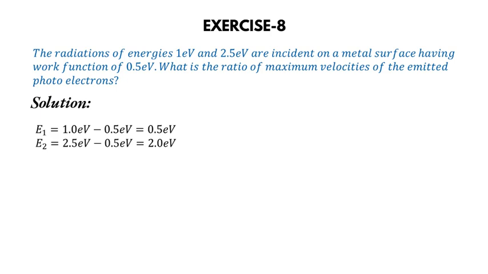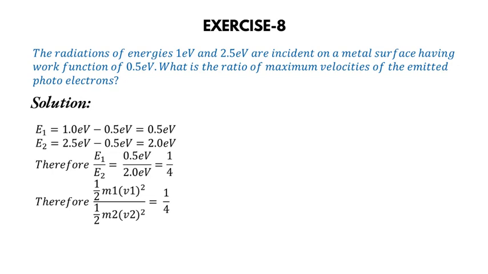To find the solution for this exercise, we can express E1 equal to 1.0 electron volt minus 0.5 electron volt, which is equal to 0.5 electron volt. And E2 equal to 2.5 electron volt minus 0.5 electron volt equal to 2.0 electron volt. Therefore, E1/E2 equal to 1/4. Therefore, the ratio of kinetic energies, half m v1 squared divided by half m v2 squared, equals 1/4, and the ratio of velocities v1/v2 equals 1/2.